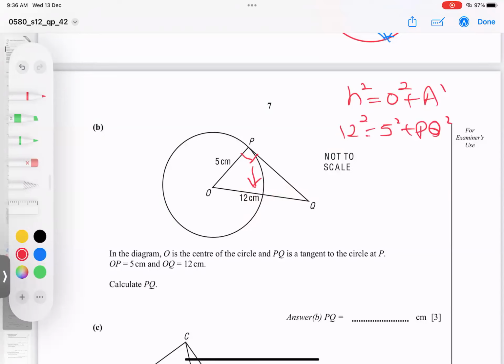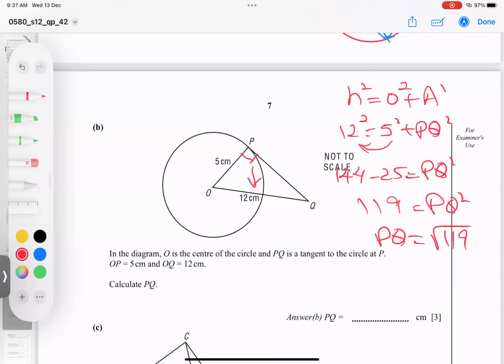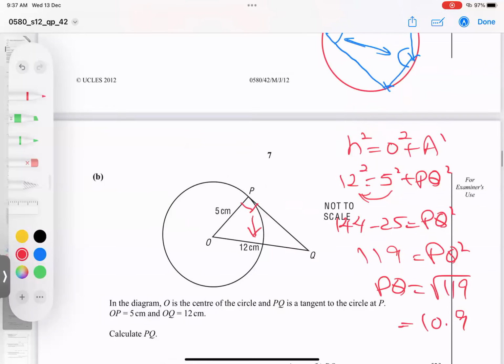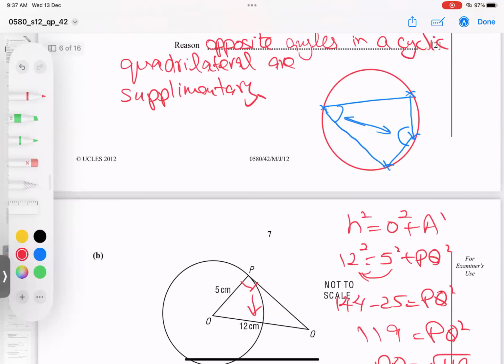So PQ to the power 2. 144 is 12 squared, 5 squared goes to the other side, 25, and PQ squared. If we subtract them, it becomes 144 minus 25, which is 119. Then you take the root of this, so PQ becomes the root of 119, and the root of 119 in 3 significant figures is 10.9. I believe the point is very clear. The main target was a question on circles, and that's over.